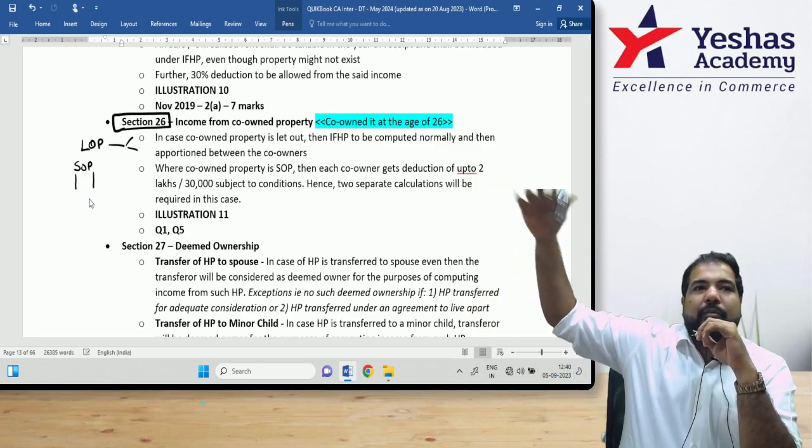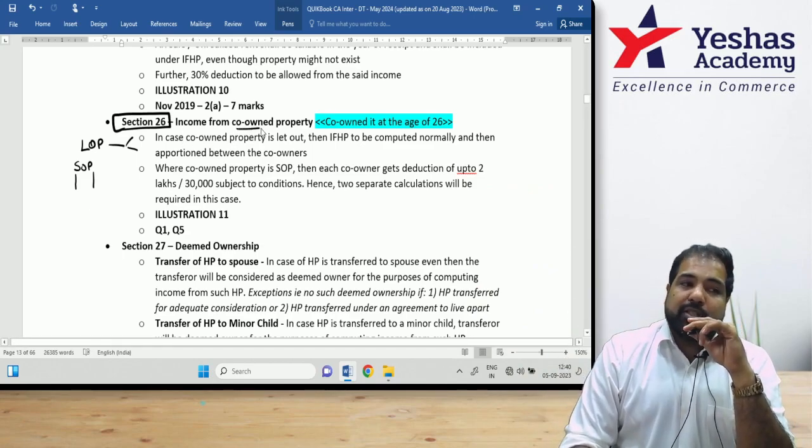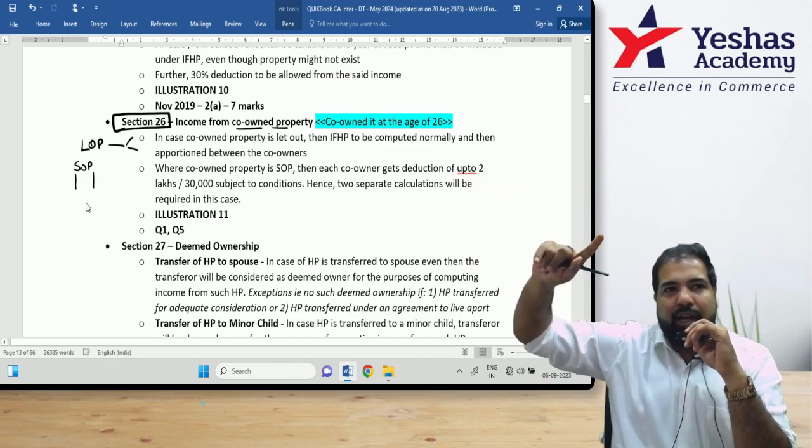8, 7 people in the family, 14. But of course, that much interest you don't end up paying. So in the exam, if they give a co-owned property, which they can, if it's SOP, how many calculations will you do? Separate calculations from the start. Are we okay with this, guys?